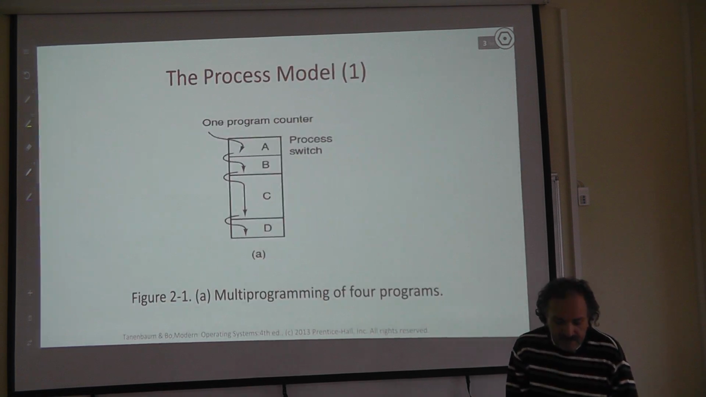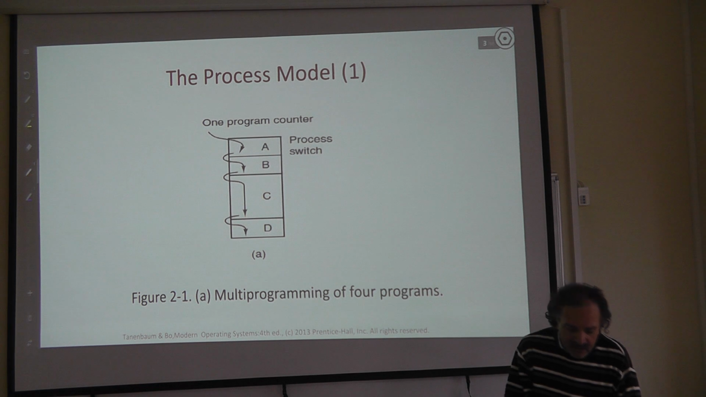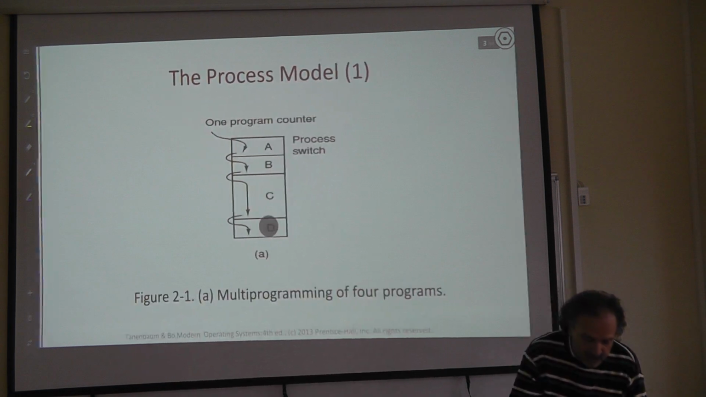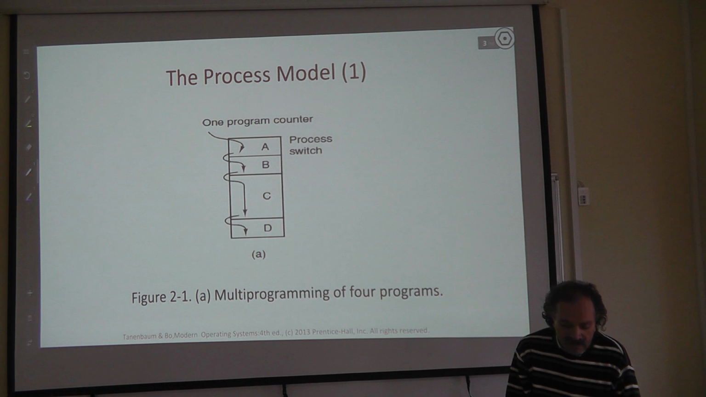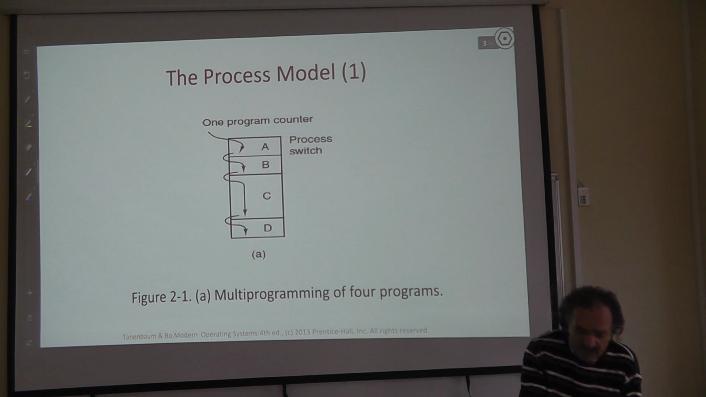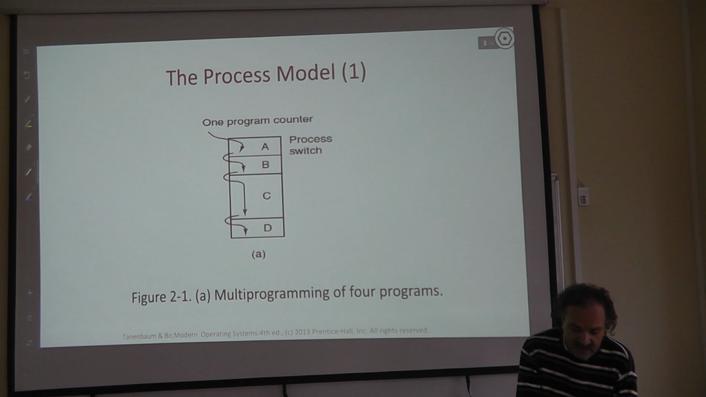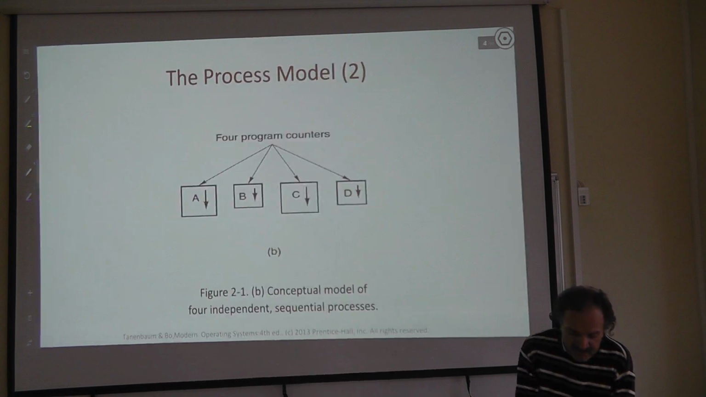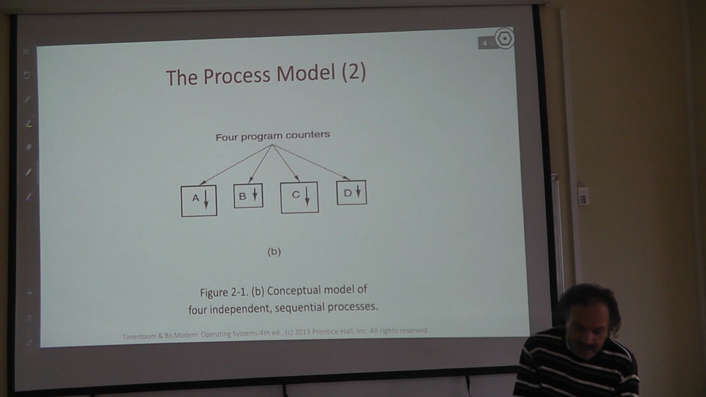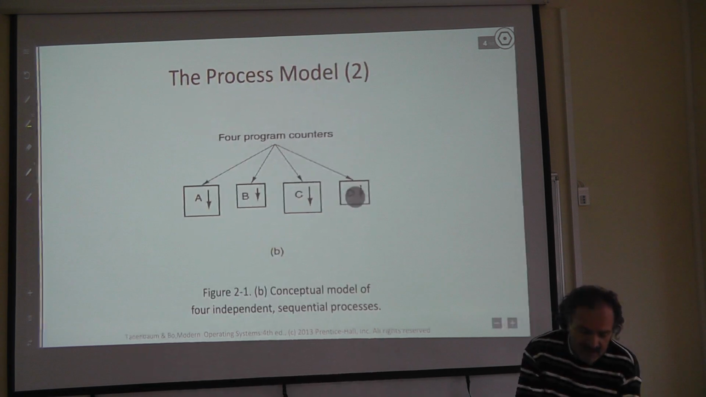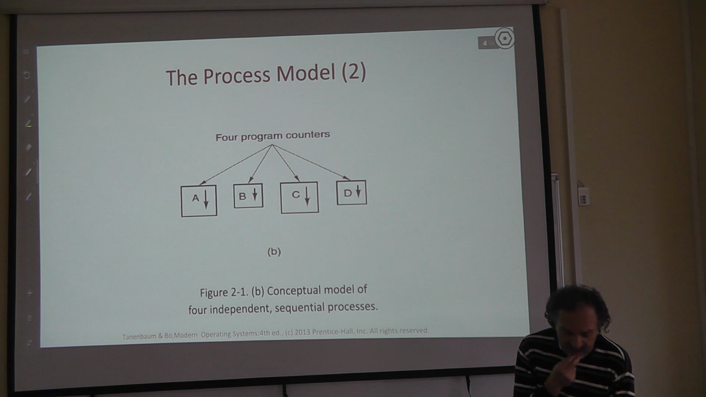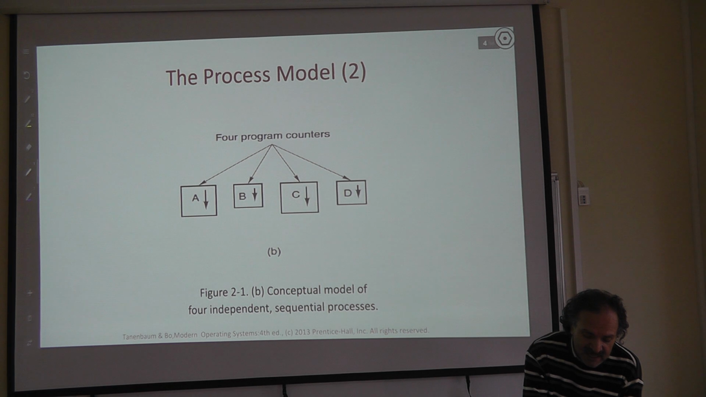Okay, so this is our process model. In my memory, I have 1, 2, 3, 4 processes. My CPU switches from A to B, B to C, C to D, then back and forth again. So it is multi-programming with 4 programs. It seems to us that each process is running on a separate CPU. It looks that way, but in fact they are sharing the same CPU.